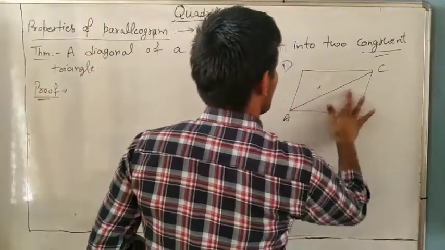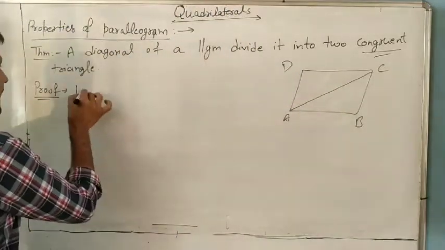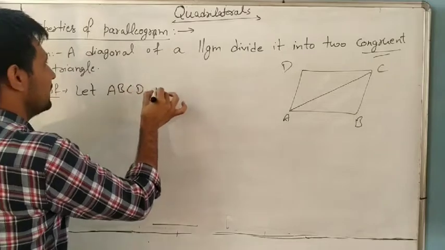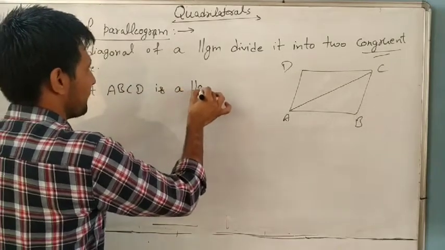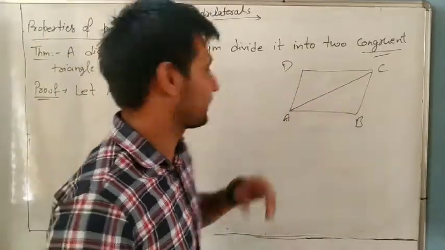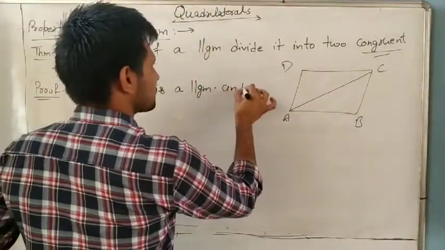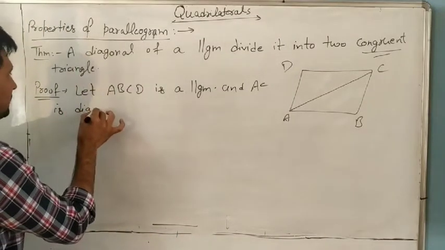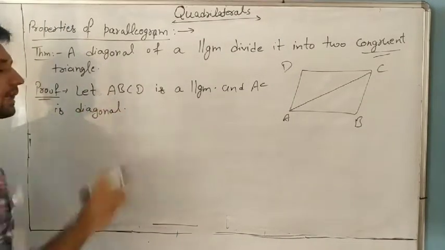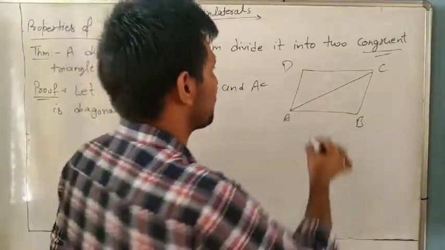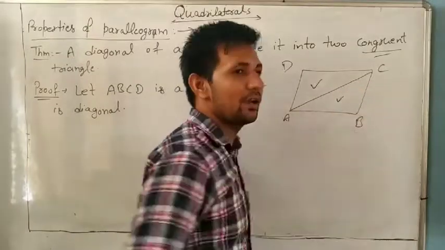So what will we write? Proof. Let ABCD be a parallelogram, and AC is a diagonal of the parallelogram. So now we have to prove that these two triangles are congruent.